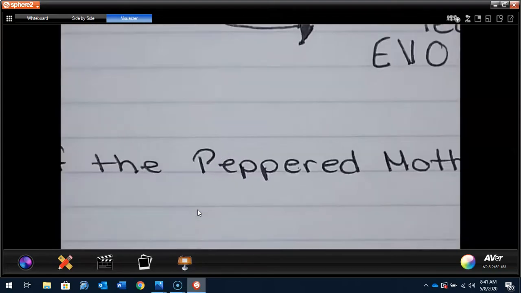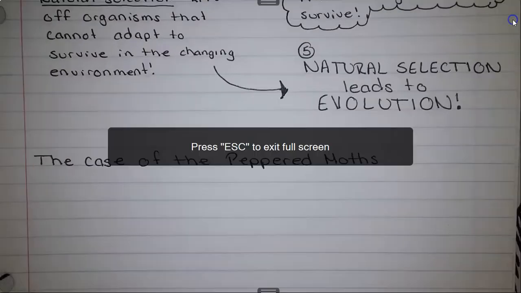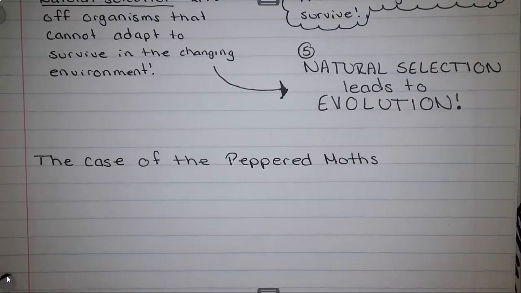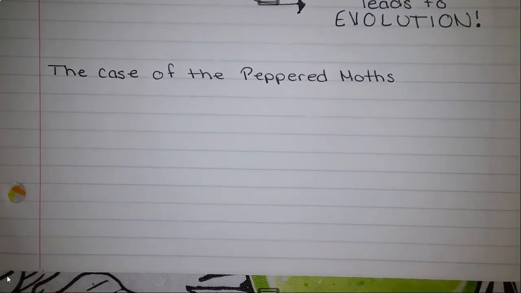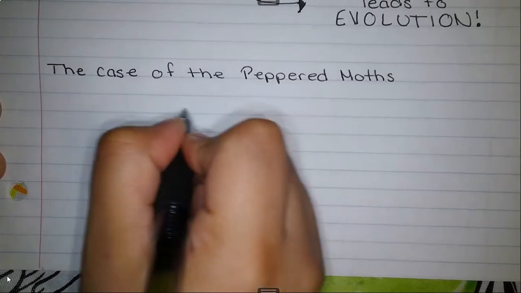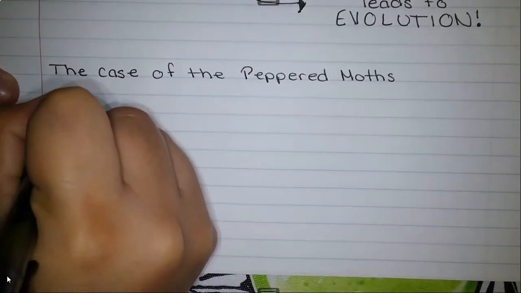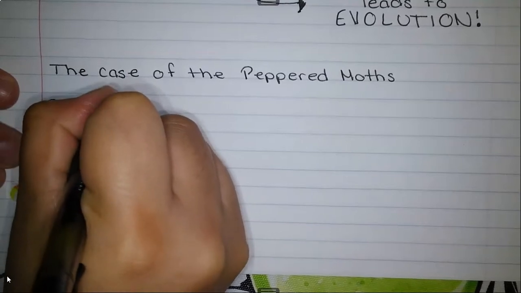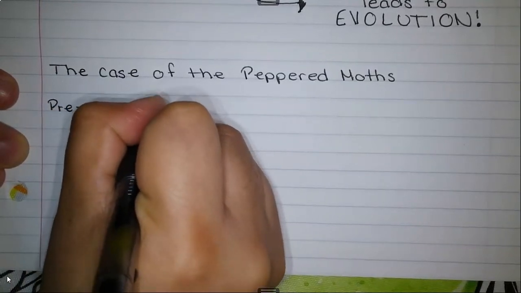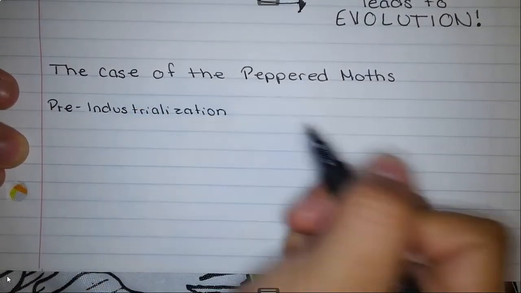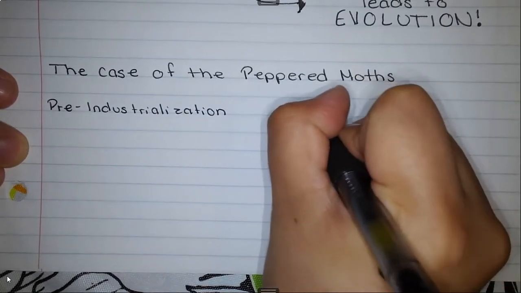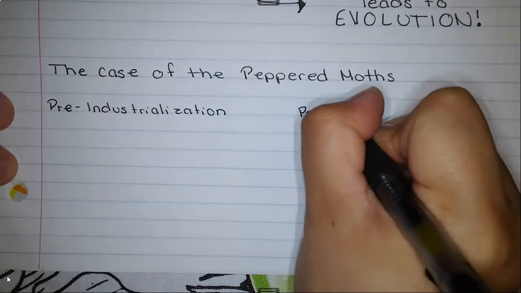So, what we're going to do at the bottom is basically summarize the case of the peppered moths. So, pre-industrialization. And then post industrialization.